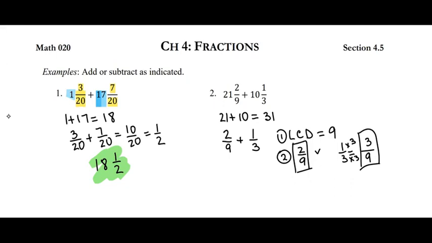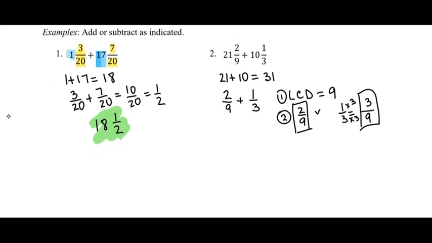So let's go to my step number 3. Step number 3 is 2 over 9 plus 3 over 9, and I have 5 over 9. So at this point, I have the whole part.